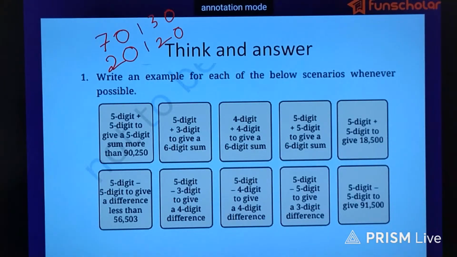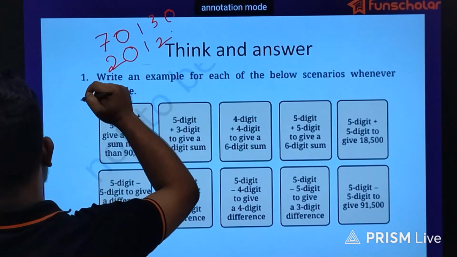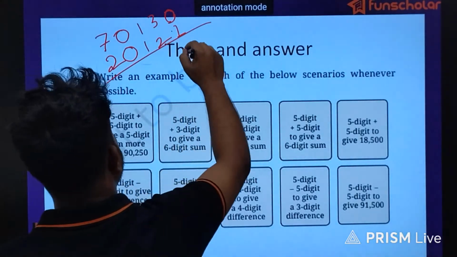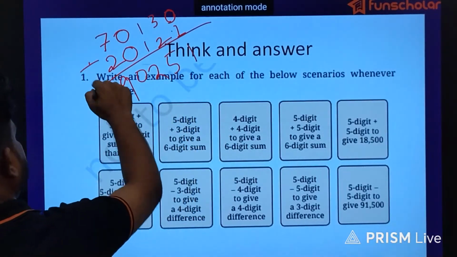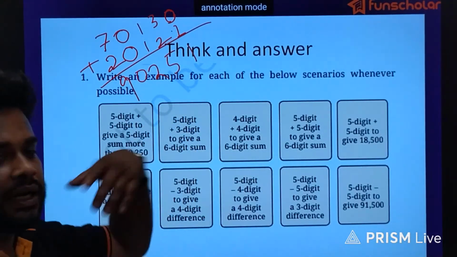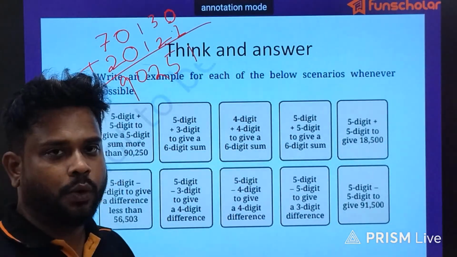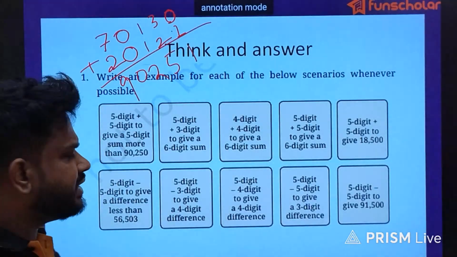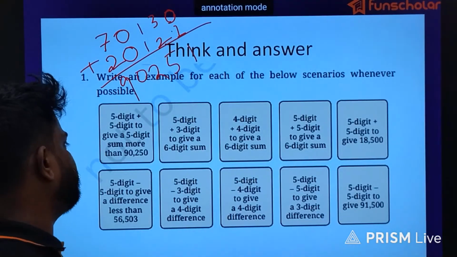Or take it 1. So the answer will be 15209, which is 1 digit bigger than the given number, that is 90,205. Okay, you guys just do what it's saying and just go by the flow. Like 5 digit plus 3 digit to give a 6 digit sum.